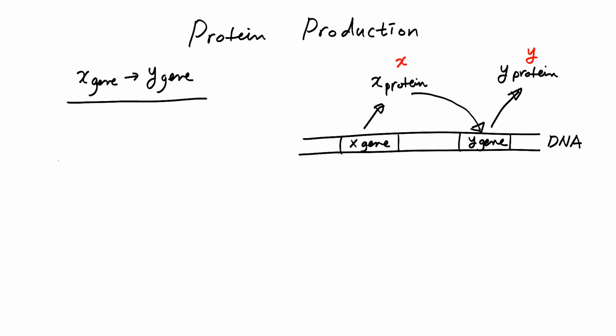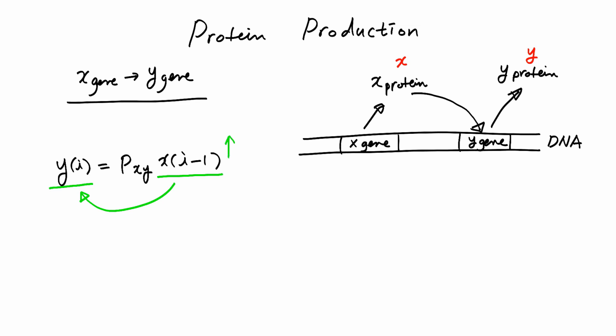Here, let's have a very simple mathematical model. Y of i is equal to some parameter P sub xy times X of i minus 1. This means that current Y protein concentration depends on previous X protein concentration. Because X is activating Y, if this X protein concentration is high, then Y protein concentration will be high as well. And if this level is low, then Y will be low as well.